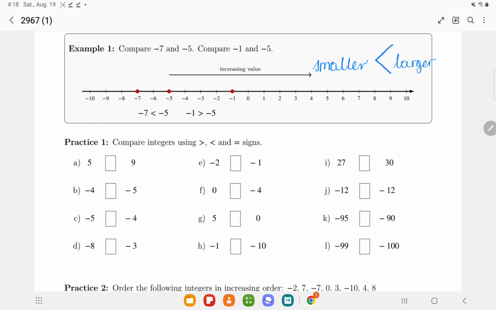Let's look at practice 1. We see that 9 is larger than 5. What about -4 and -5? -4 is larger than -5. And the next one is the opposite. -4 is still larger than -5. -8 is less than -3. Now pause the video and complete practice 1. Check your answers.